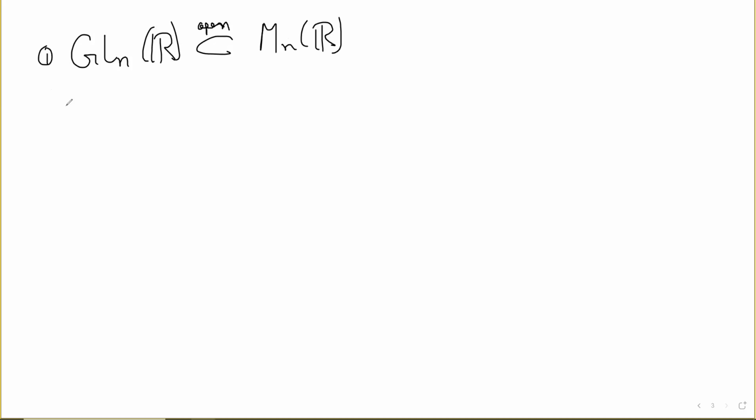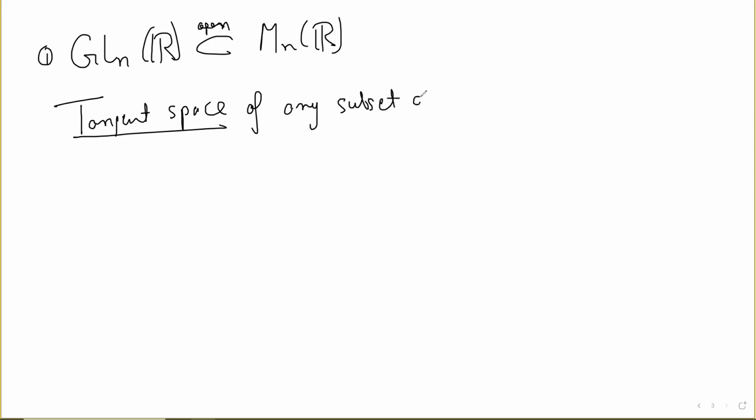Okay, so you want to define tangent space. Tangent space of what? GLn? Any subset? Of Mn(R). Okay, of any, but okay, fine. Any subset of Mn(R). Okay.